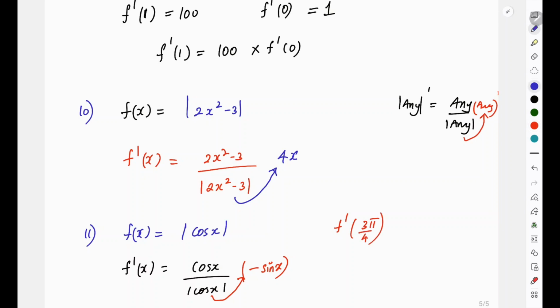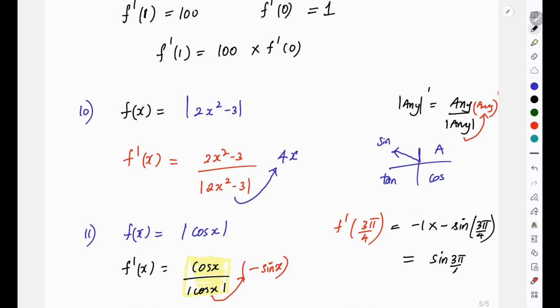Now here it matters. See, 3 pi by 4 is lying in the second quadrant. Here all are positive, here sine is only positive, tan, and here cos. So cos is negative. So this highlighted thing entirely becomes minus 1. So minus 1 into minus sin x, sin 3 pi by 4. Okay. So I get sin 3 pi by 4. What is sin 135 degrees? That's nothing but 1 by root 2.